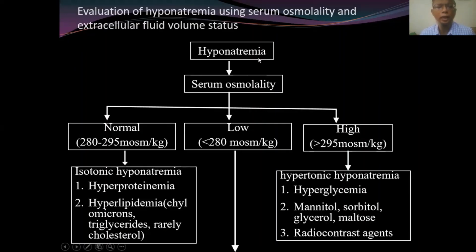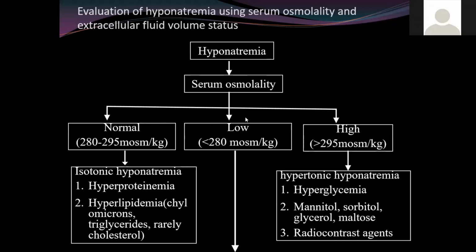Now, the algorithm, that is the approach, evaluation. How will you evaluate hyponatremia? First, you look at the serum electrolytes, that is whether it is mild, moderate, or severe. Then you measure the serum osmolality, and according to the osmolality, you will classify it as normal osmolality, or low or high.